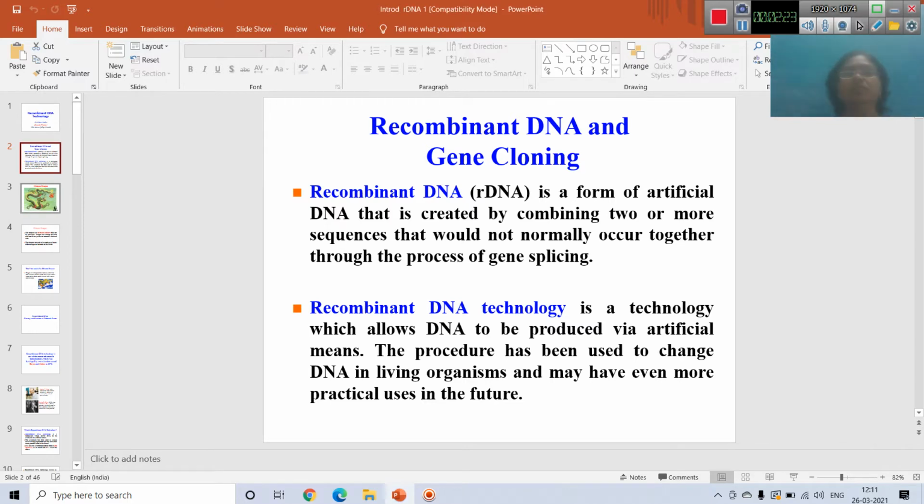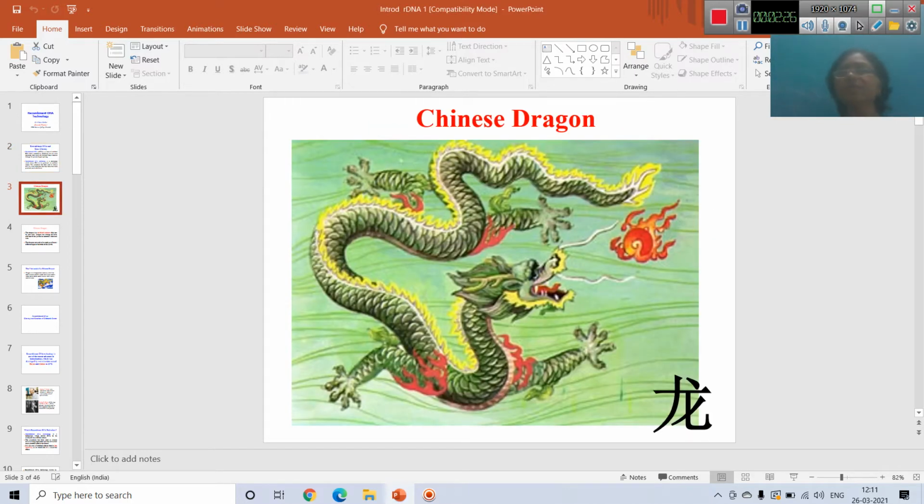So if you observe this picture, what do you observe? It is a Chinese dragon, and usually the Chinese dragon is an organism which is formed by joining together different parts of different animals.